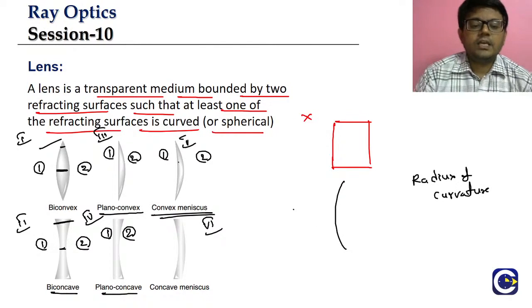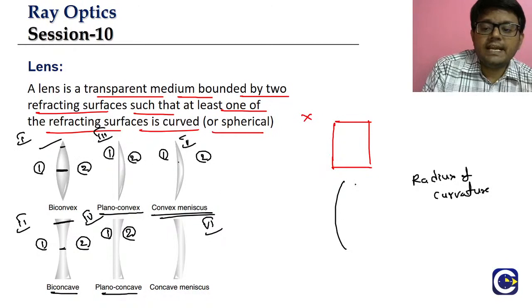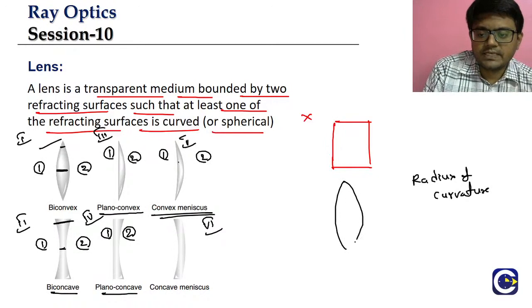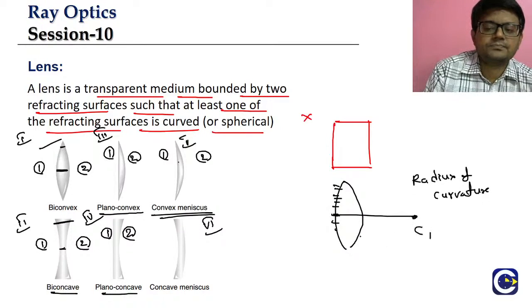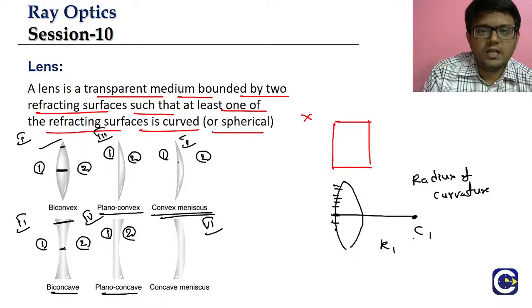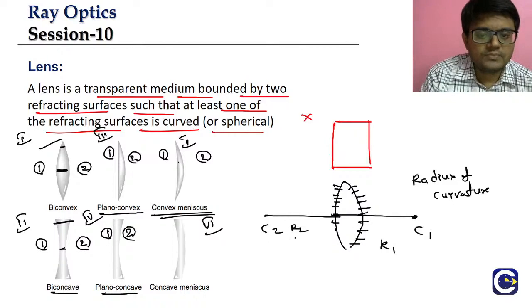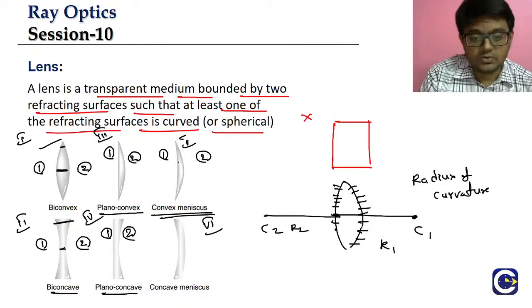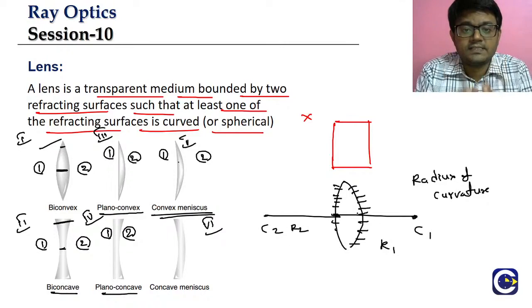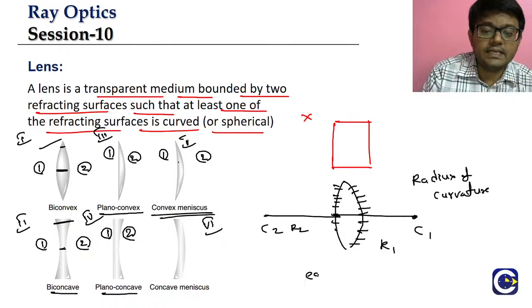So here, if you have both the radius of curvature same in terms of value, take for example a convex lens, the biconvex lens. We know that for this side, the center of curvature will be over here. So this distance will be what? R1. For the second refracting surface, center of curvature may be somewhere over here. So this distance will be what? R2. Now if the R1 value is equal to R2, means both these spherical surfaces are identical, we will call it as equiconvex.